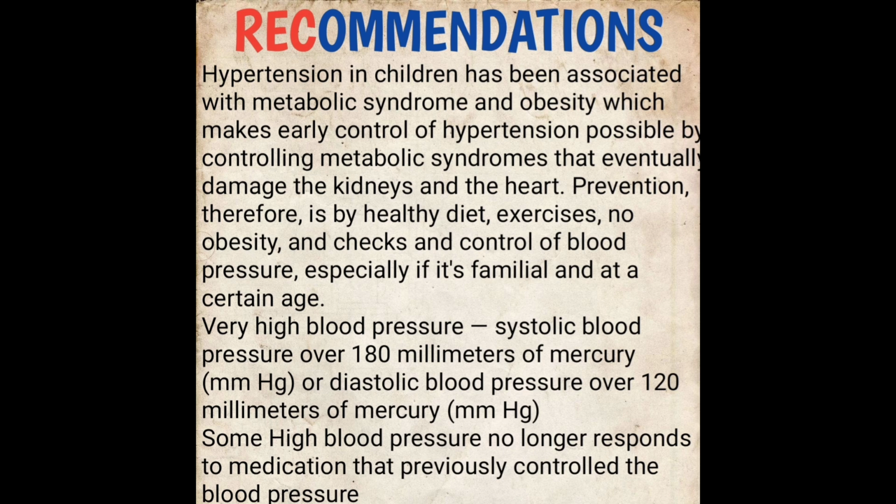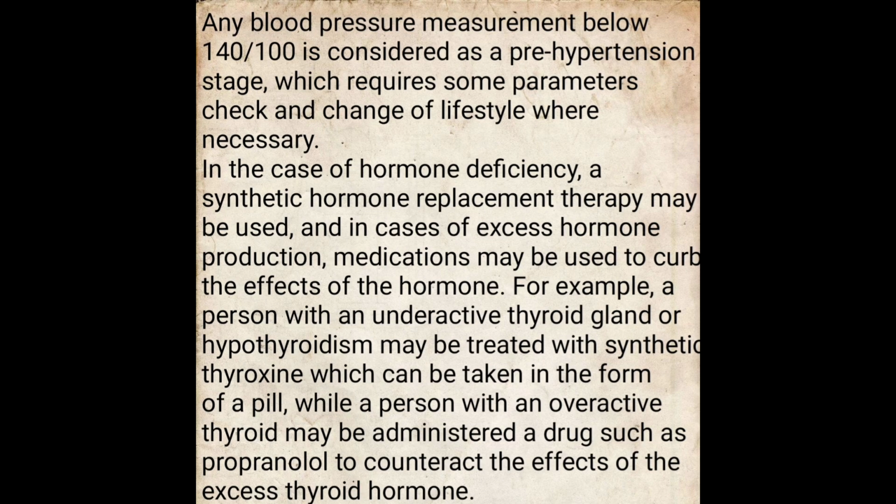Very high blood pressure rises above 180 millimeters, and some cases are very resistant to treatment. Any blood pressure measurement around 140 over 100 is considered a pre-hypertension stage, which requires some parameter checks and change of lifestyle where necessary. In the case of hormone deficiencies, synthetic hormone replacement therapy may be used, and in cases of excessive hormone production, medication may be used to curb the effects of the hormone.